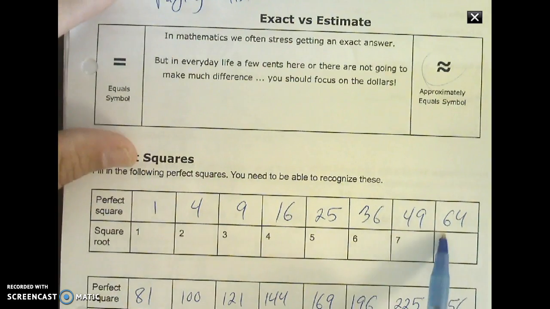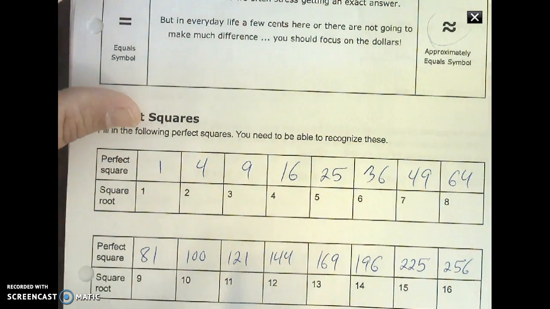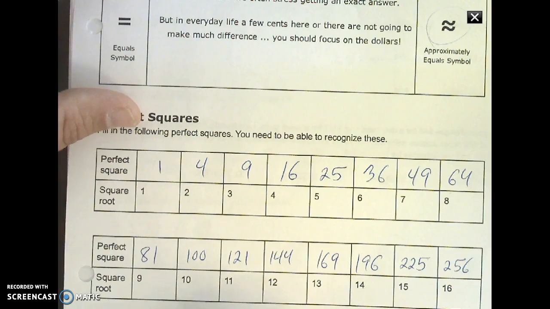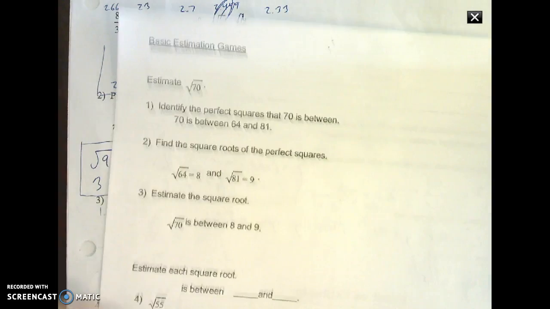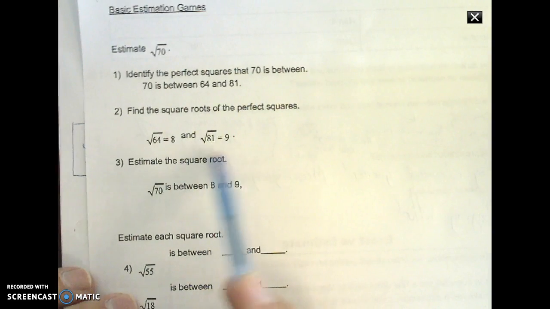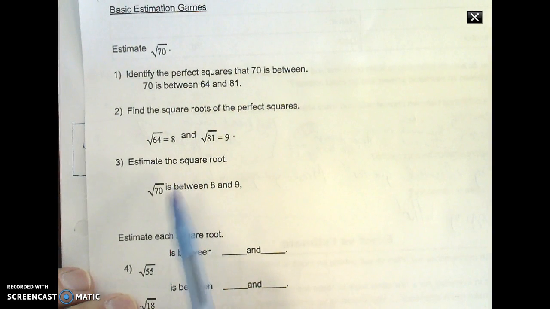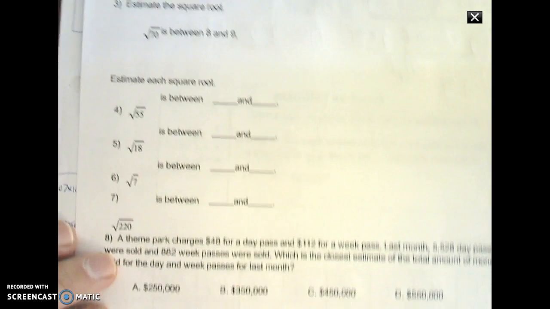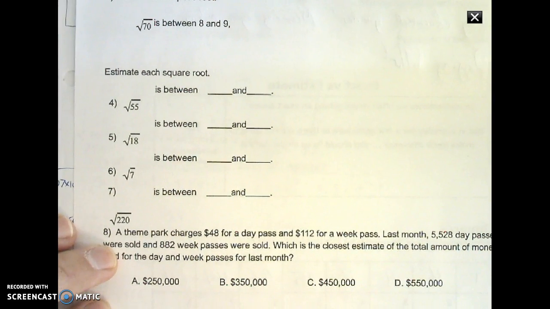70 is between 64 and 81. How do I know that? Here's 64, here's 81, 70 is between them. Look at the numbers they're associated with, 8 and 9. Alright? So the square root of 64 is 8, the square root of 81 is 9. So basically the estimate for the square root of 70 is between 8 and 9. Alright? So let's take a look at analyzing a few of these.